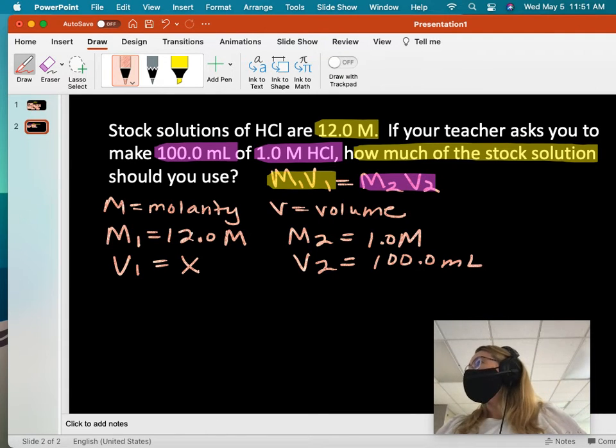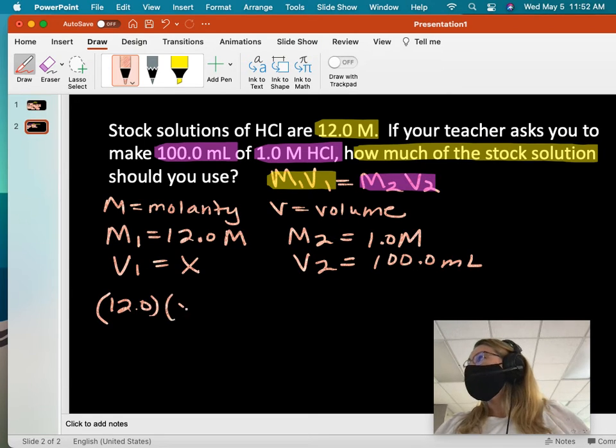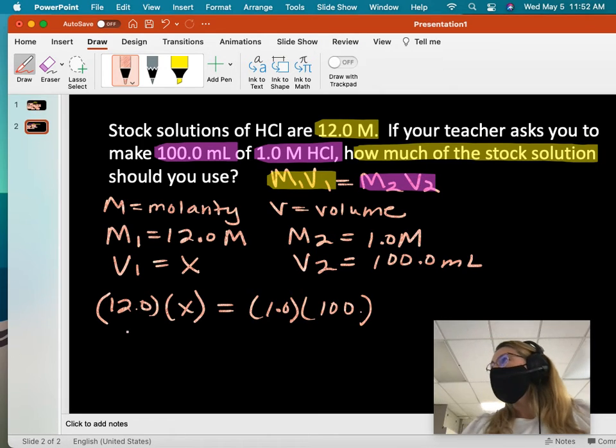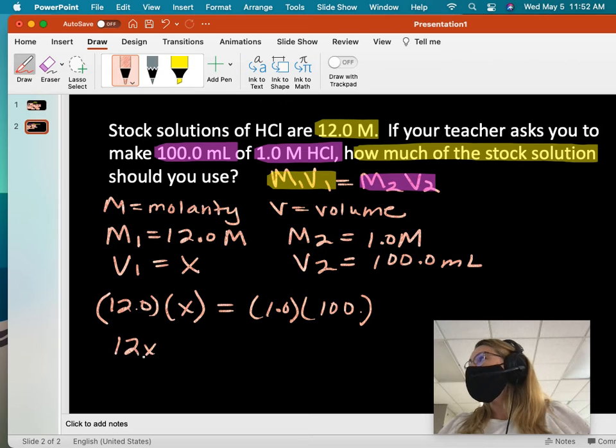So now that I have figured out what all my variables are, it's just a matter of plugging into our equation and solving for X. So M1 is 12.0, V1 is X, equals M2, which is 1.0, V2 is 100. So we can simplify this and have 12x equals 100.